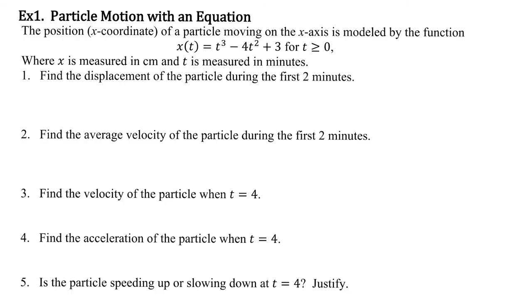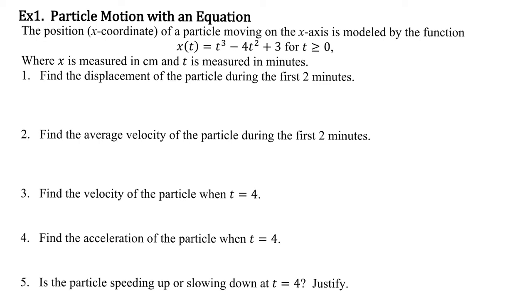Okay, let's look at an example finally. Example 1 is a particle motion problem, and they're going to give you an equation to describe its location. The position, or the x-coordinate, of a particle moving on the x-axis is modeled by the function x of t equals t to the third minus 4t squared plus 3 for t greater than or equal to 0, where x is measured in centimeters and t is measured in minutes. So this is telling me where my particle is on the x-axis. I'm going to find the displacement in the first 2 minutes.